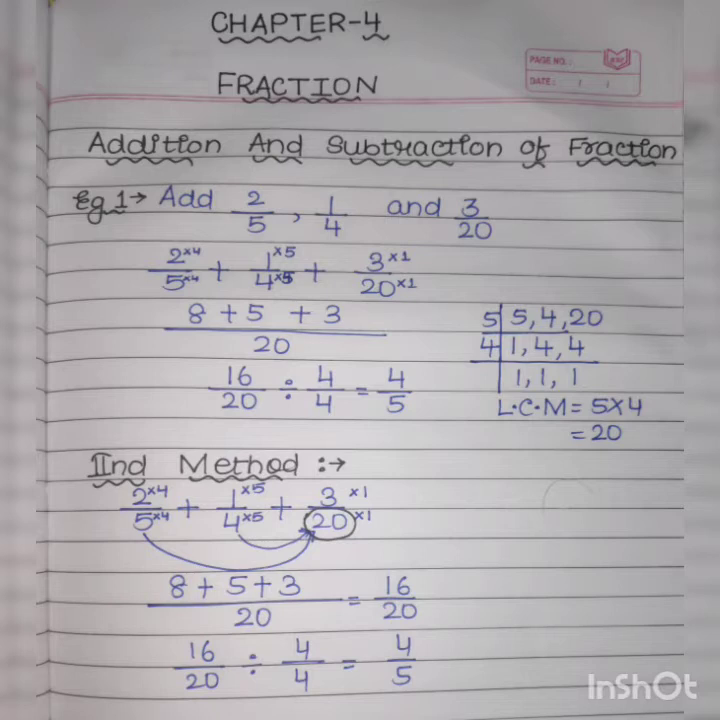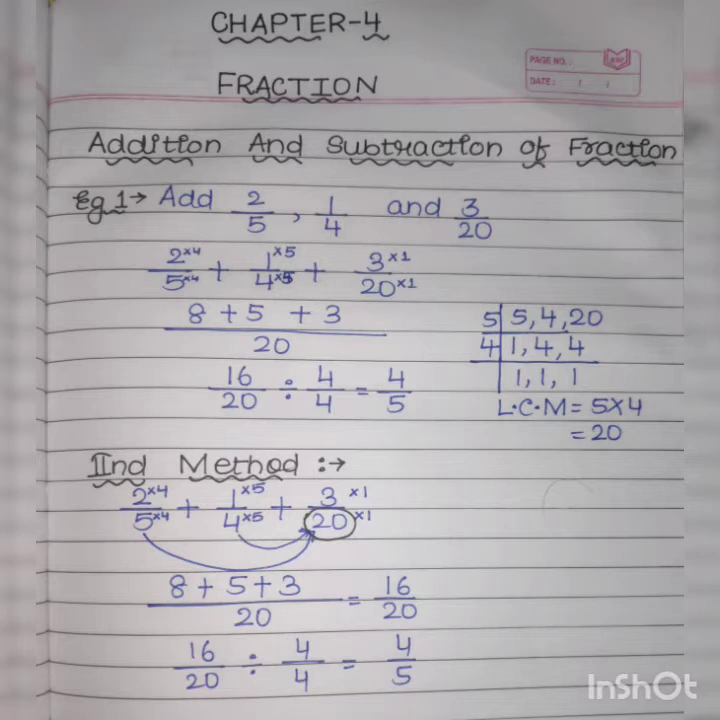Now we have to make 5 as 20. So we have to multiply it by 4. So we have to multiply 4 in the denominator and with the numerator also. So on multiplying it we get 8. Now next denominator is 4. Now we have to make 4 as 20. So we have to multiply it by 5 on both the numerator and the denominator side. So on multiplying 1 with 5 we are getting 5.